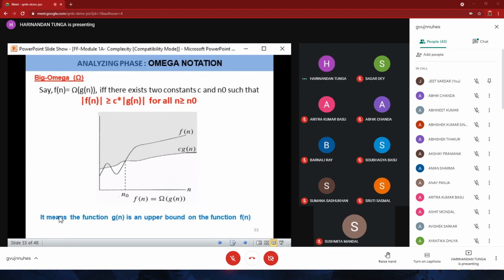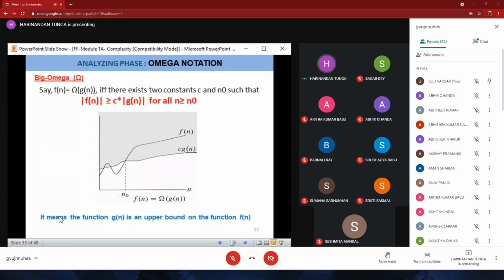such that mod of f(n), the opposite of the big O notation definition. In big O notation the condition is less than or equal to, but in big omega, mod of f(n) is greater than or equal to c into mod of g(n) for all n greater than or equal to n0. n is the problem size and n0 is the minimum problem size.